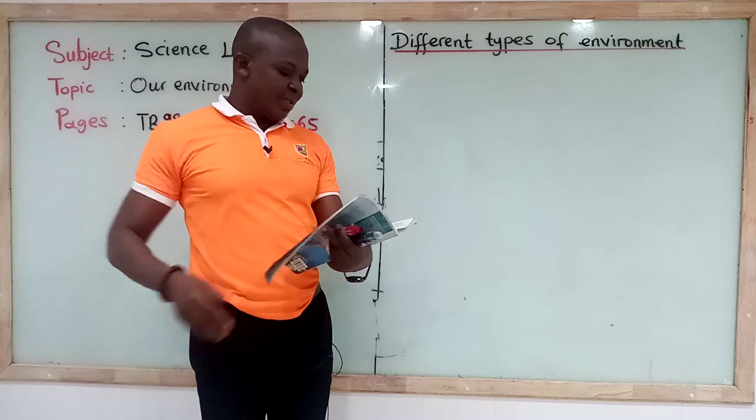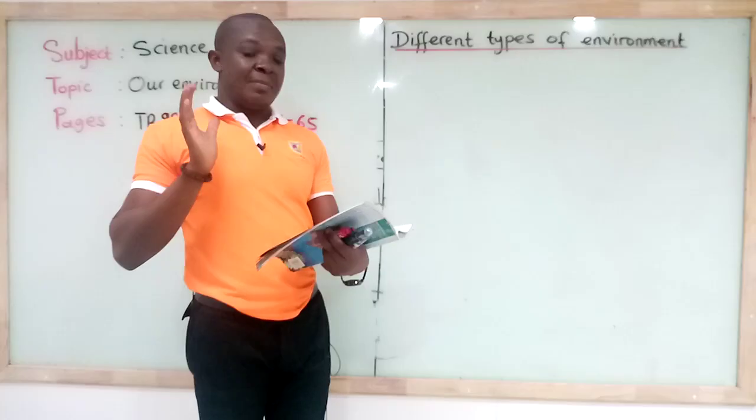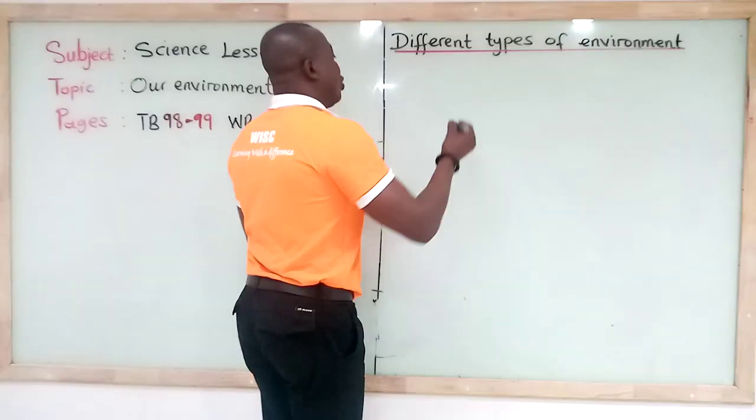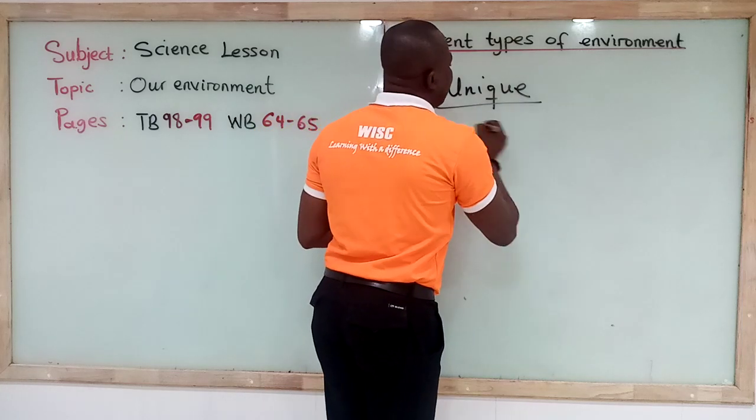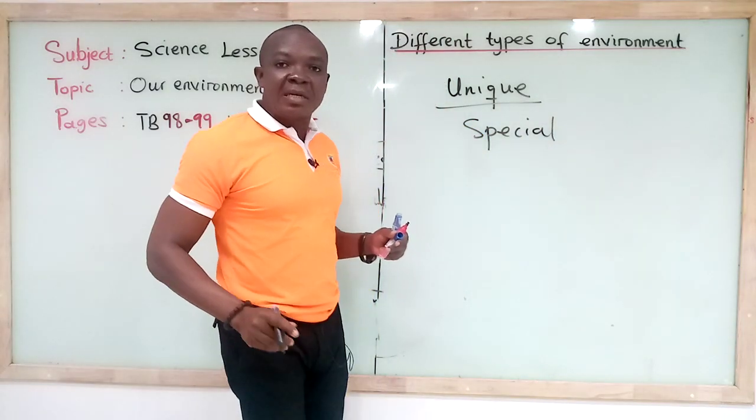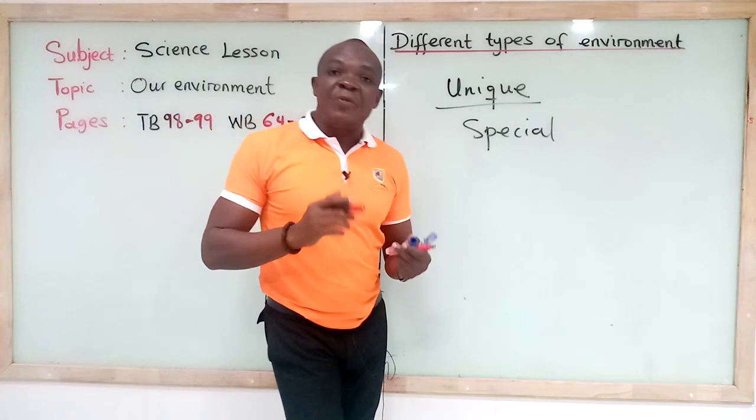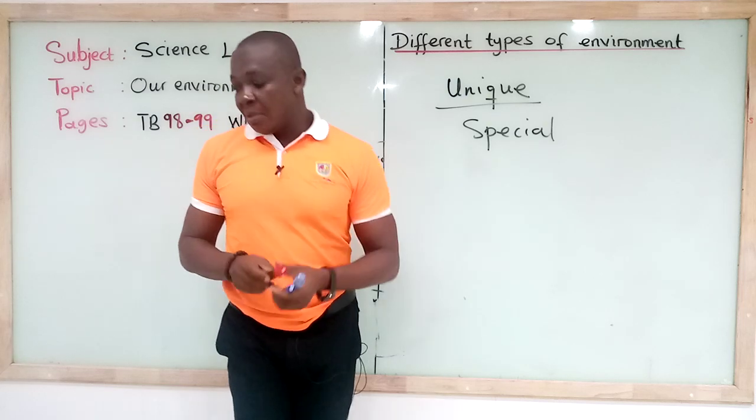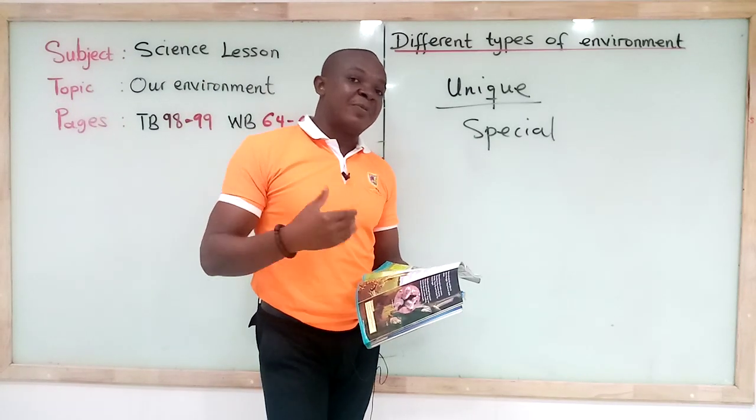Different types of environment. We say that the characteristics of each habitat or environment are unique. When we see this word unique, it means special, very special. It means that each environment provides us with so many things that help the organisms to survive. Each environment has special features or characteristics that help organisms to survive.